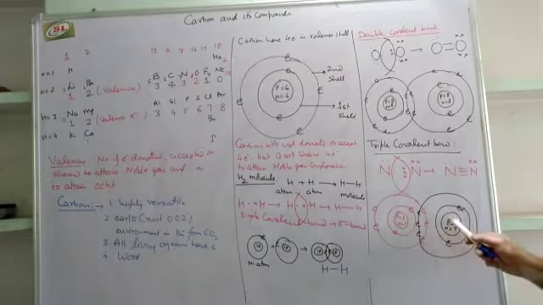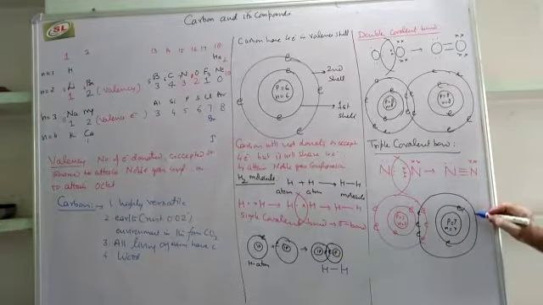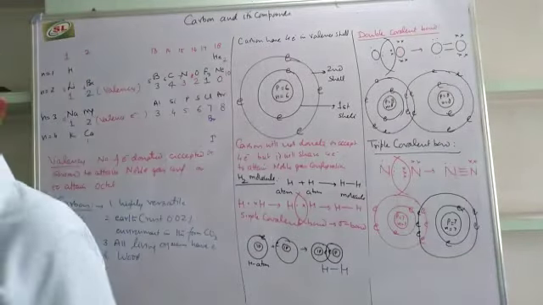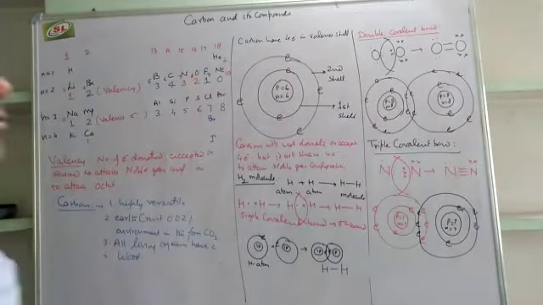This is the sharing I have shown. This is the nucleus of 2 nitrogen atoms. The first shell has 2 electrons. The second shell has 5 electrons. Out of 5, 3 electrons are shared between them. In this way, the nitrogen atoms have a triple bond with each other.